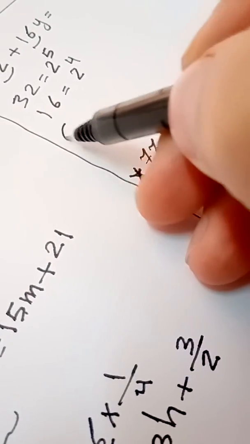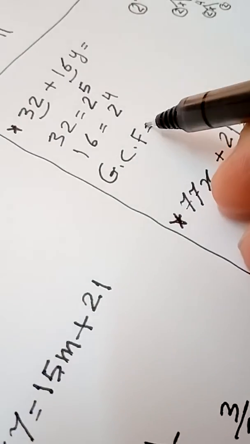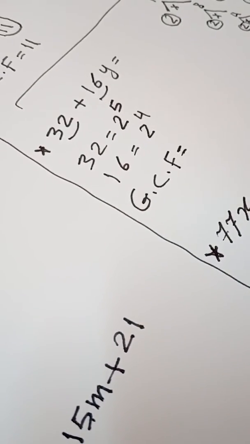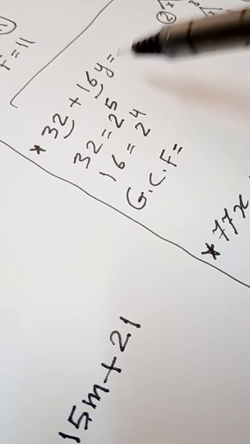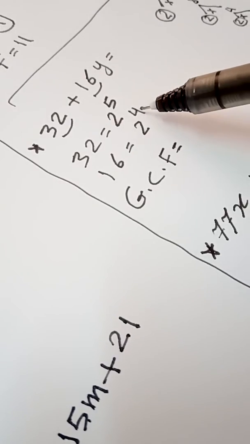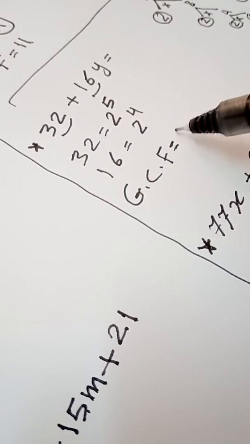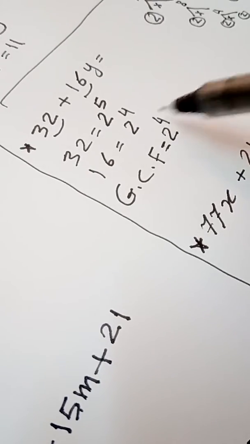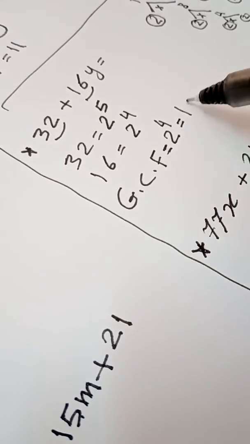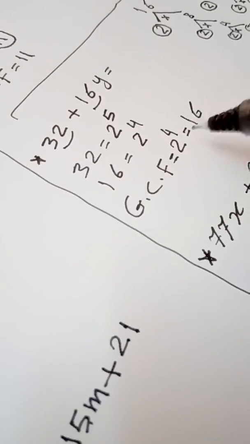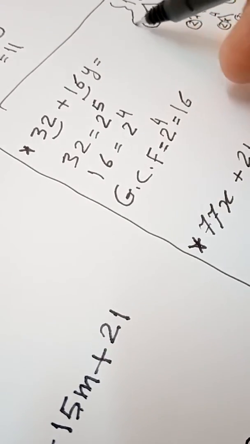So the GCF equals the common factor with the lower power. The common factor will be 2. And here we have exponent 5 and here we have exponent 4. Take the lesser power. So here 2 exponent 4. 2 exponent 4 means 2 times 2 times 2 times 2, which will be 16. So the GCF here will be 16.